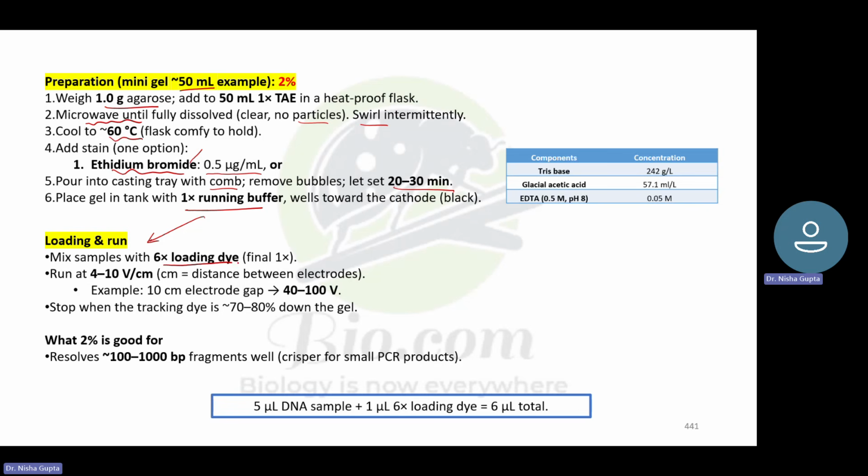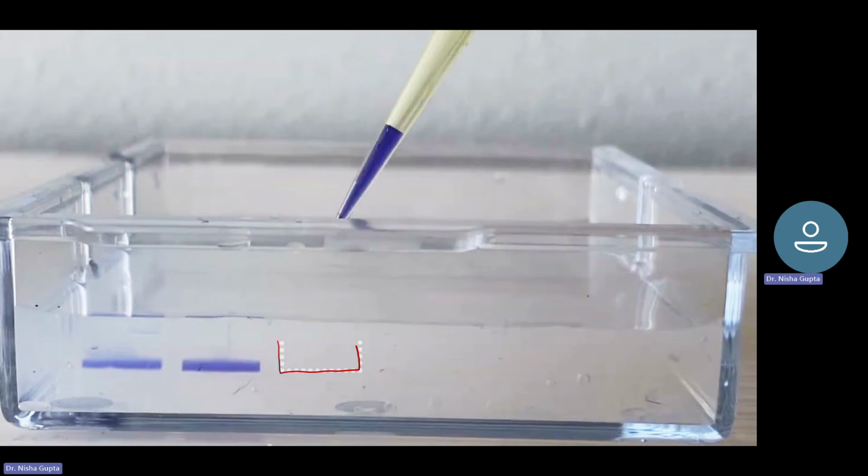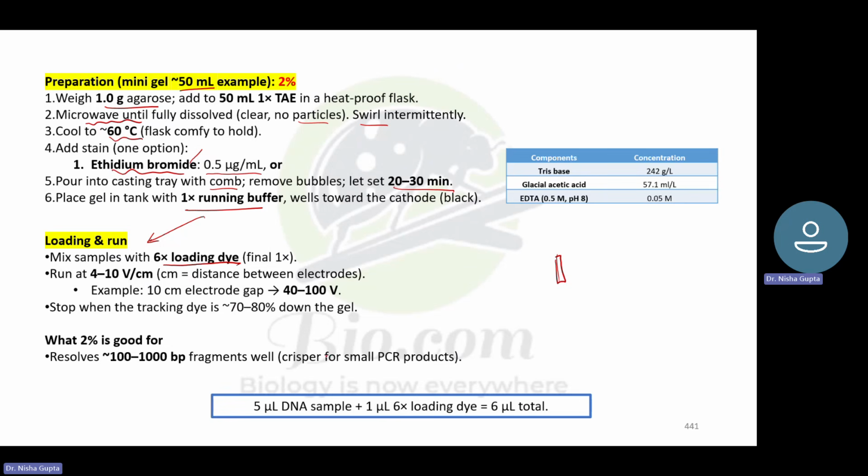For loading, 6x loading dye is used, which consists of a tracking dye that will help you visualize to what extent your gel has run, because we know that if it is transparent we will not be able to see it. You can see here, if it is not blue, you will not see how far it has run. So for this reason we use it. What volume do you use? If you are loading 5 microliter of your DNA sample, then you will use 1 microliter of your loading dye, so the total will be 6 microliter.